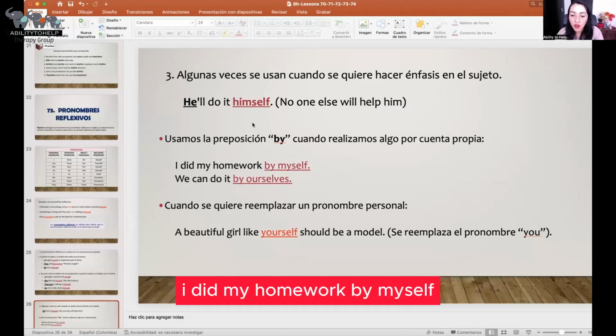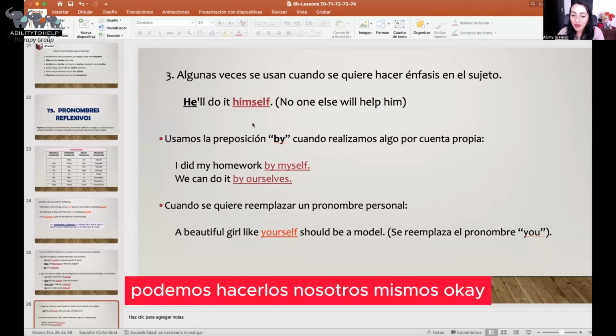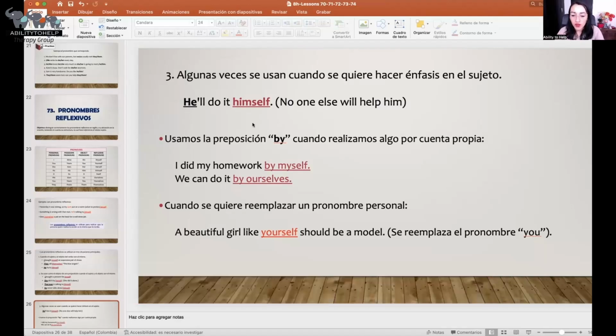I did my homework by myself. Yo hice mi tarea por mí mismo. Quiere decir que nadie más me ayudó. We can do it by ourselves. Podemos hacerlo nosotros mismos. Okay, now the last idea about the reflexive pronoun.